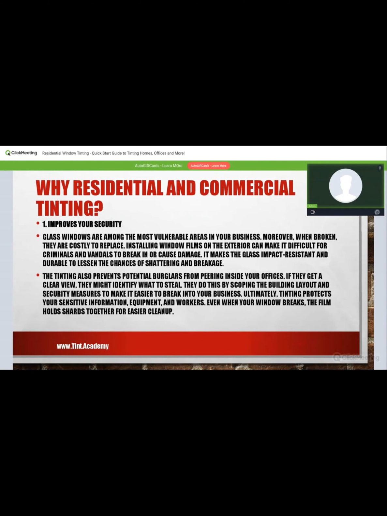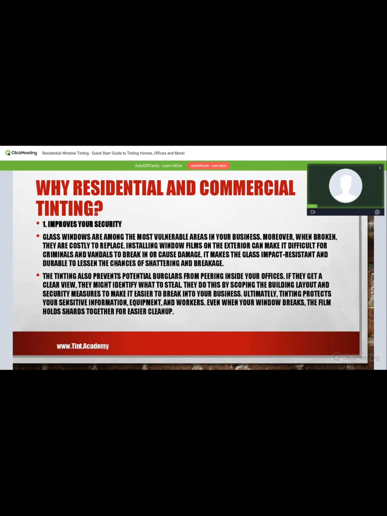First thing is, it improves security of your home. Glass windows are among the most valuable areas in your business. Moreover, when broken, they are costly to replace. Installing window film on the exterior can make it difficult for criminals and vandals to break in or cause damage. Right now, we're seeing a 33% increase in home invasions and home break-ins. That's right from the Hamilton Police page. So it's actually increased by 33% this year.